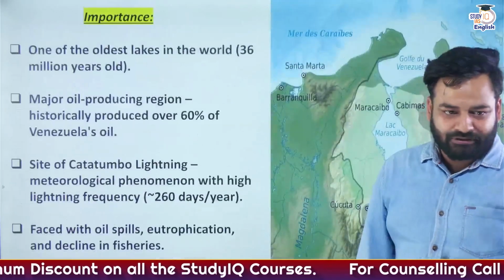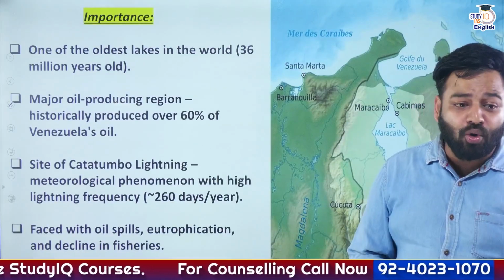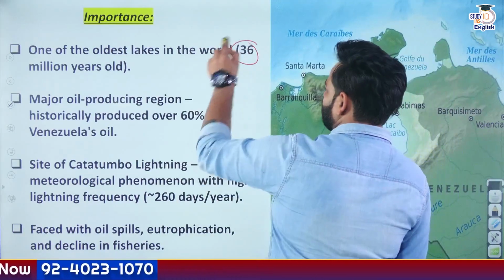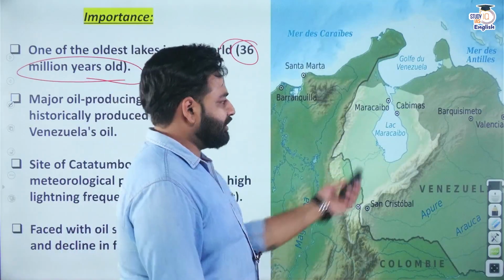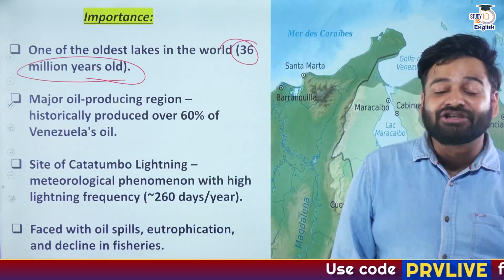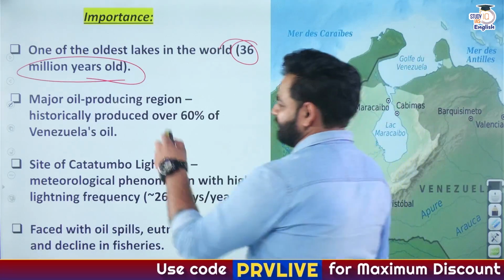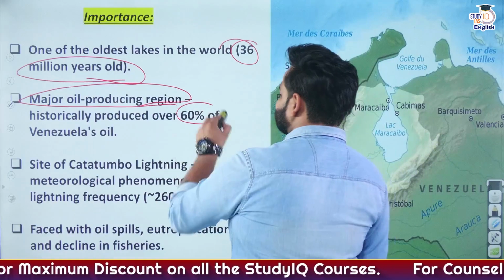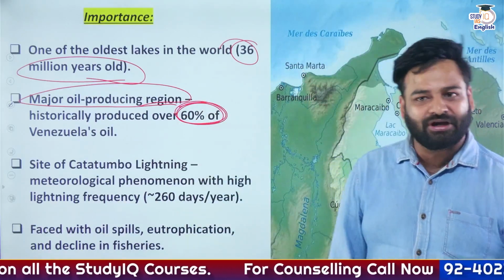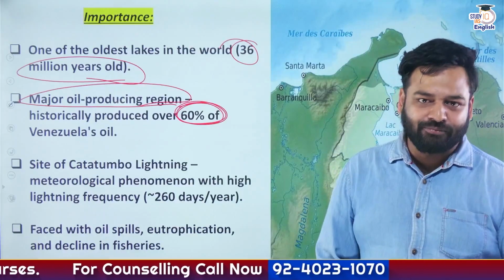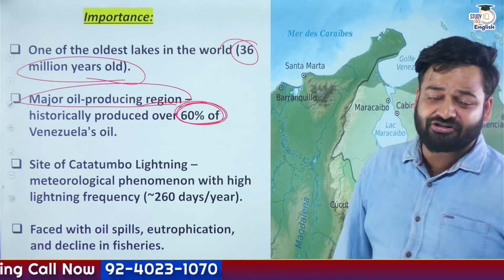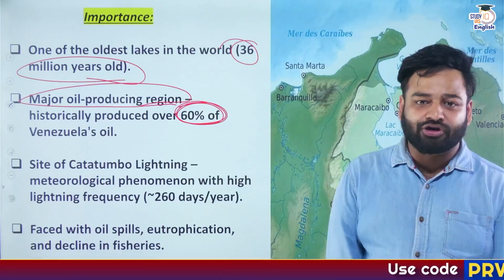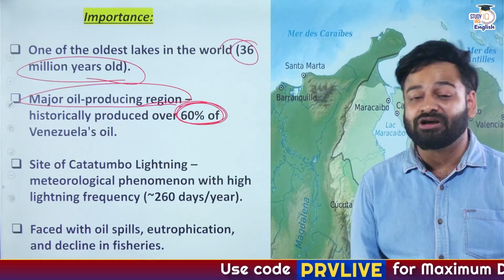Now the importance. One of the oldest surviving lakes in the world, 36 million years old, as you can see. And a major oil producer. The major oil producing region has historically produced over 60% of Venezuela's oil. So you can understand how important Lake Maracaibo is for our examination as well as for this country, Venezuela. Historically it has a record of producing 60% of Venezuela's oil alone.